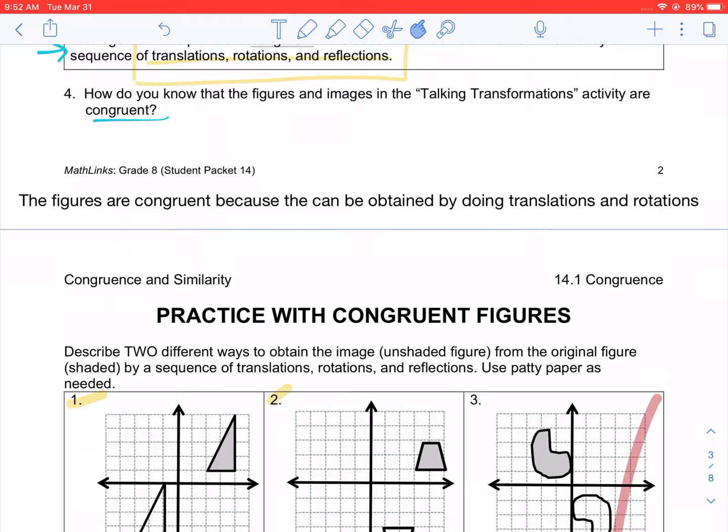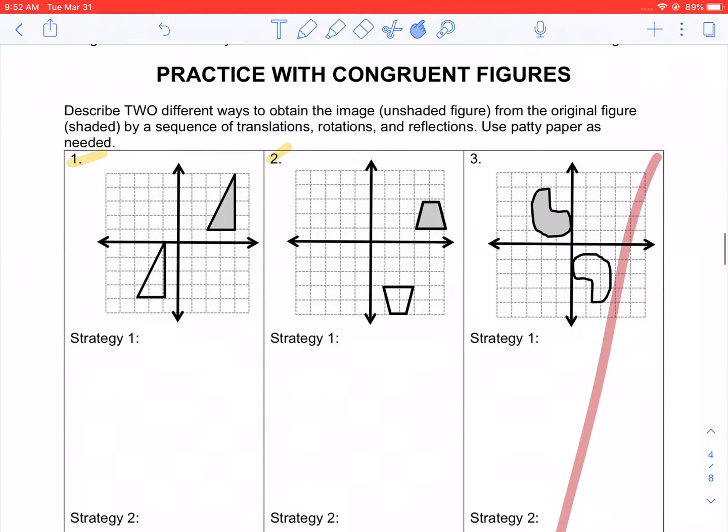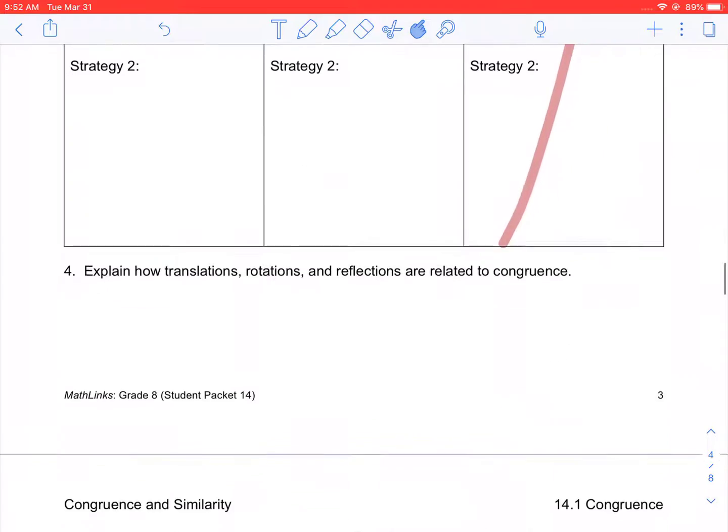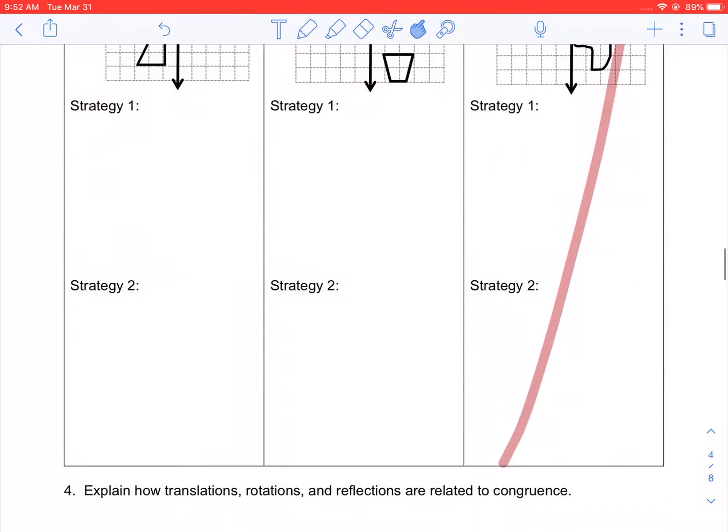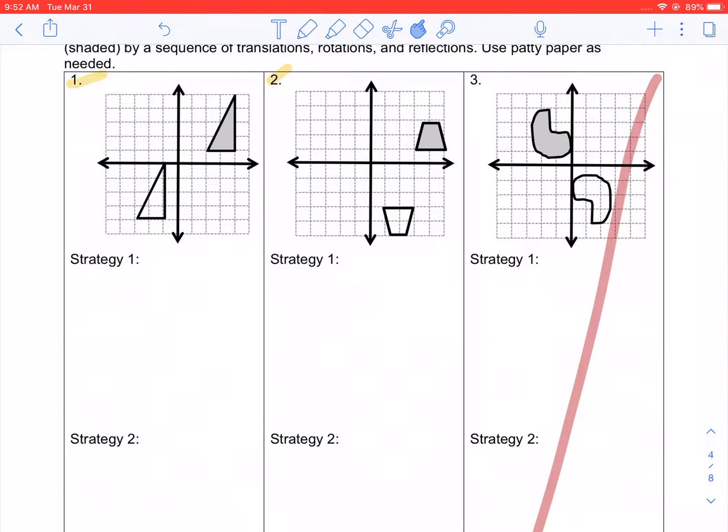For now, what I need you to do is stop the video and work on page 3. I want you to do problems 1 and 2. So how can you take this figure here? And how can you take this figure here?